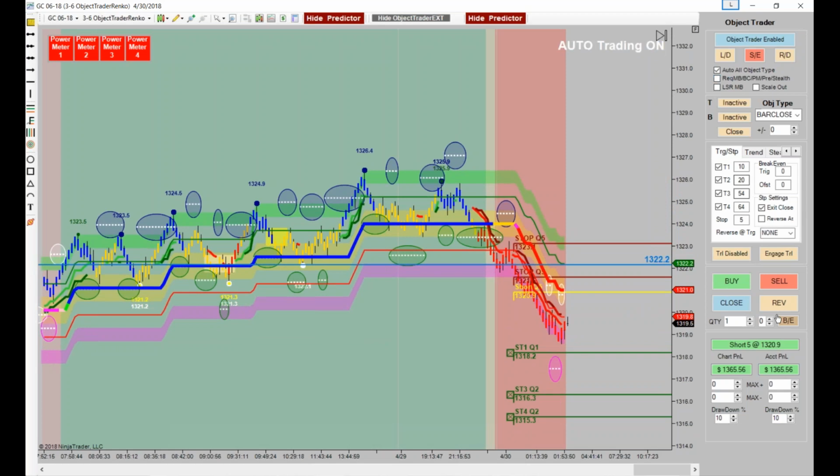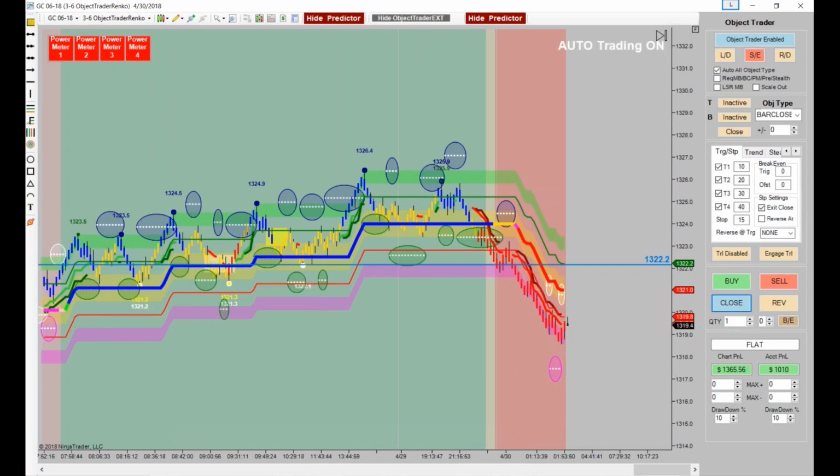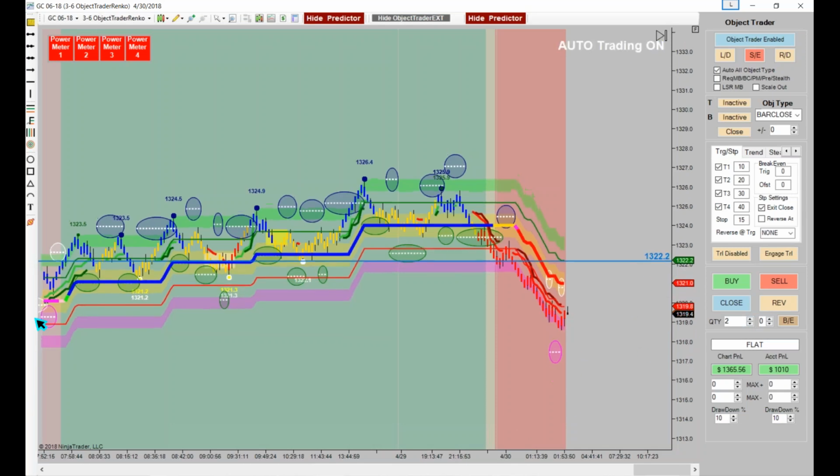In auto, though, it'll fire however many contracts. For instance, let's just close this out and I'll show you. Let's do it with 2 contracts instead. If this goes down any further, that is. Let's just see if it fires, because it'll fire 2 at a time now because I've got it set on 2.